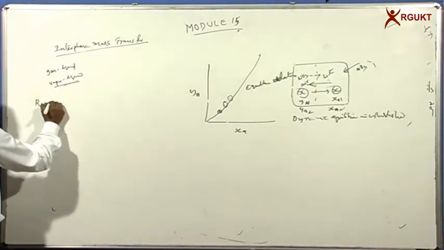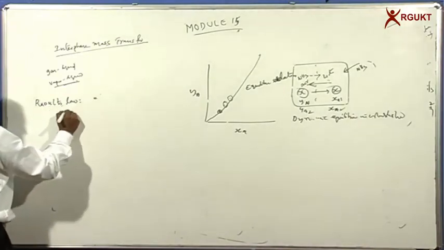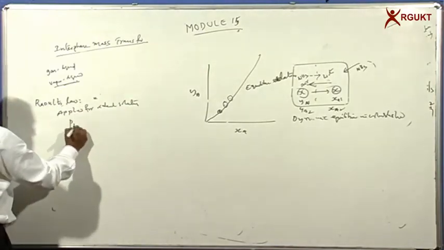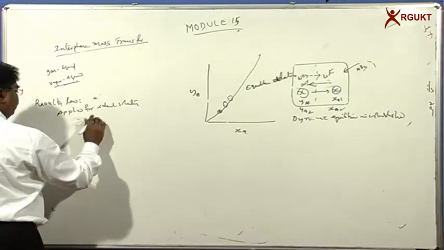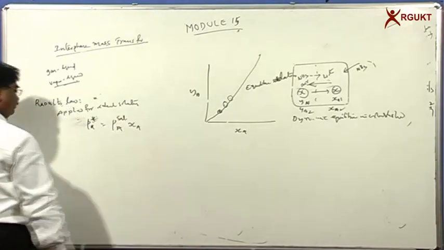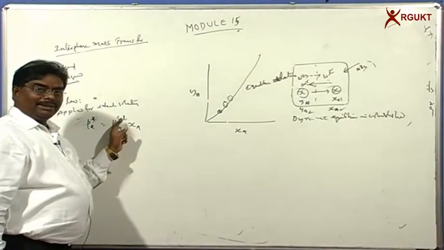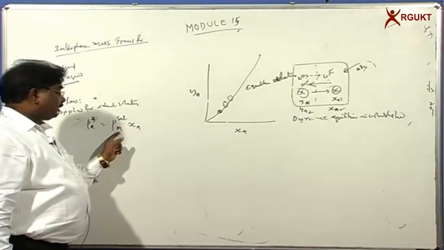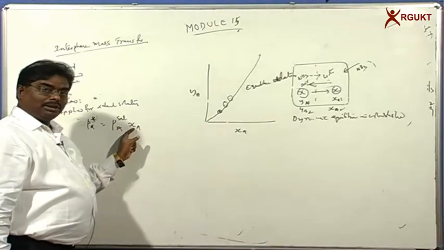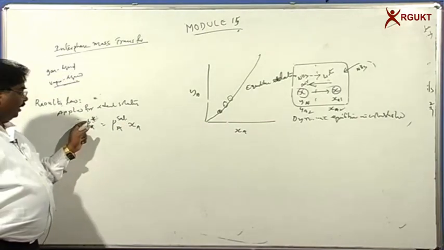So Raoult's law is applied for ideal solutions, and this says PA star is equal to PA sat into XA, where PA sat is nothing but the vapor pressure of component A at saturated conditions, that is, at a given temperature, what is the vapor pressure. XA is the mole fraction of the solute in the liquid phase, and PA star is the partial pressure of component A in the vapor phase.